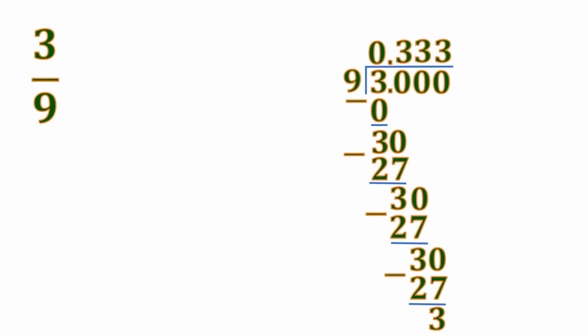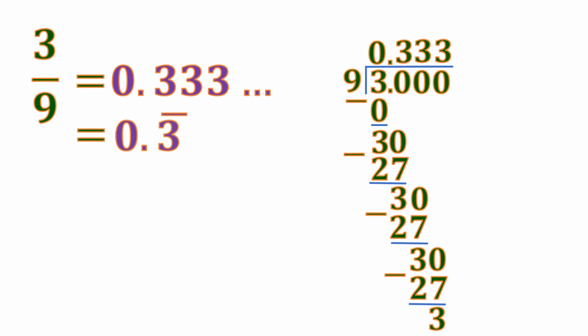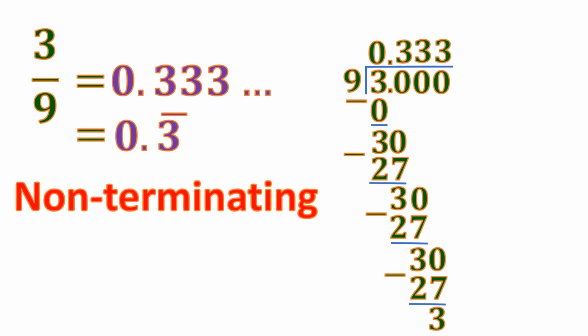So how do we write it? So 3/9 is in decimal 0.3333 and so on. And we write it in this way, 0.3 bar. The bar on top means it is repeating and never ending. And this kind of decimal is what you call non-terminating.